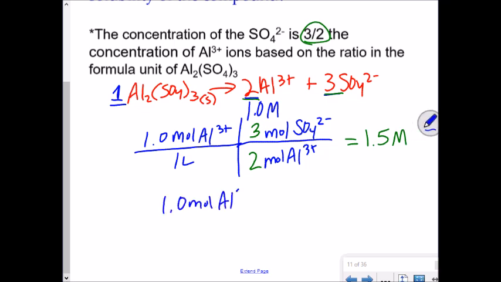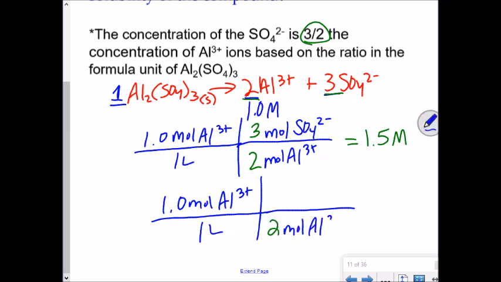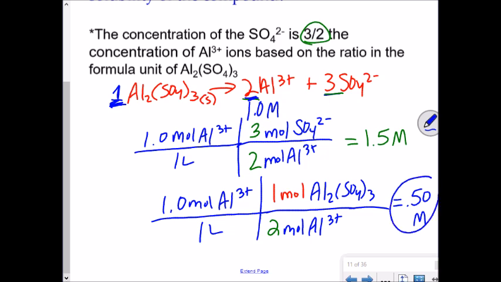You could set up and work it backwards the other way too, where you had the 1 mole of your aluminum per liter, and then we have our 2 moles of our aluminum, and we have our 1 mole of the aluminum sulfate solid, right? Here's our 1 mole to our 2 moles. So basically 1 divided by 2 is going to give us that 0.50 that we were looking for, the formula unit. Okay? So feel free to work it that way if it's easier.